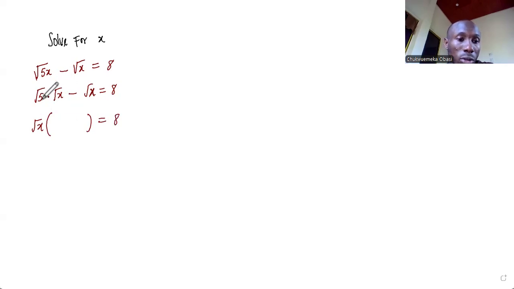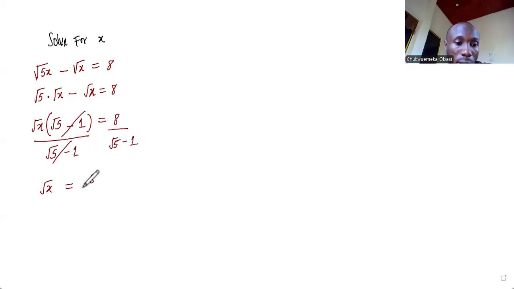When you factor out root x from here, you'll be having the square root of 5. And when you factor out root x from here, you'll be having just 1. So let us divide everybody by the square root of 5 minus 1. Divide here by the square root of 5 minus 1, and divide here by the square root of 5 minus 1. This cancels out this, and we have the square root of x is equal to 8 upon the square root of 5 minus 1.